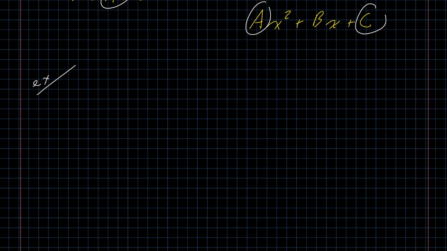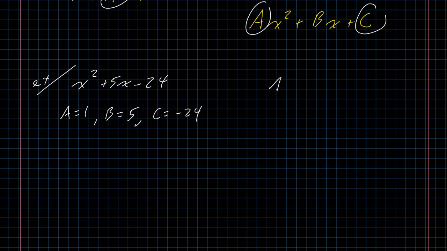So let's jump into a relatively straightforward example. x squared plus 5x minus 24. In this particular example, a is equal to 1, b is equal to 5, and c is equal to negative 24. That means that a times c is equal to negative 24.